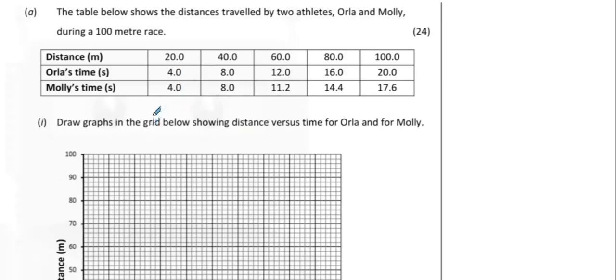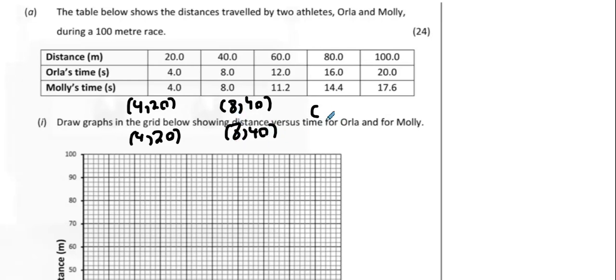They both have the point 4, 20. So both Orla and Molly have the time 4 and distance 20. This means after 4 seconds, they're 20 meters away. They both have the time 8 and 40. Sorry, 8 seconds in, they're 40 meters away.